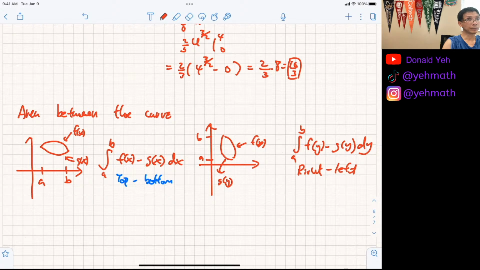You take the constant value that's actually a function. You just do f of y, which is the most to the right, and then subtract g of y, which is the most to the left. Yeah, but what's f of y mean?